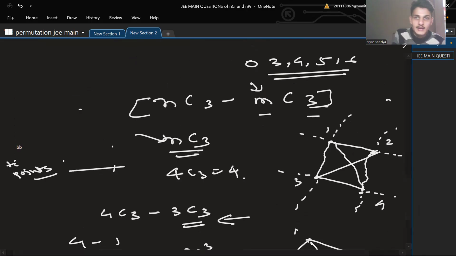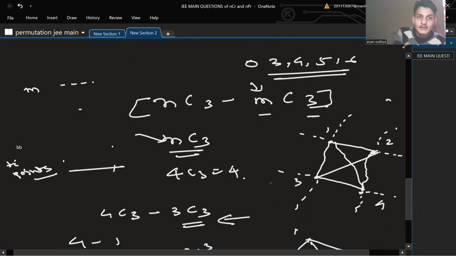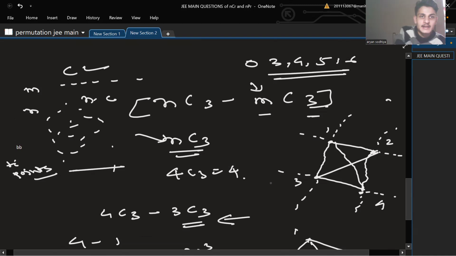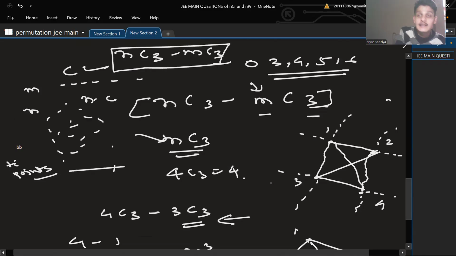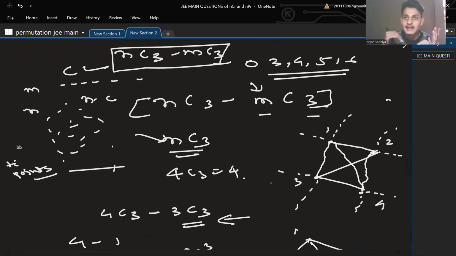Like if m number of points are on the same line and n points are scattered, these are collinear, these are non-collinear, then you can use the formula nC3 minus mC3 for the number of triangles that can be formed using those points, where n is the total number of points and m is the total number of collinear points.